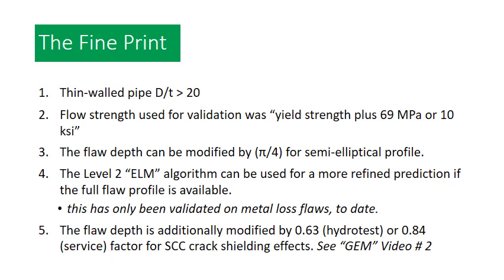If I'm doing stress corrosion cracking work, specifically axial stress corrosion cracking work, I modify by a 0.63 factor or a 0.84 factor to account for stress corrosion crack shielding effects. If you've seen video number 2 in this series, I've actually done the validation to a bunch of data that demonstrates that there actually is a difference for the hydro tests and the service factors there. So please take a look at that if you're interested. I will be working on a separate video that demonstrates where I got those 2 numbers from. I did not pull them out of thin air and they seem to work. There actually is a technical rationale based on some classic stress intensity factor solutions.